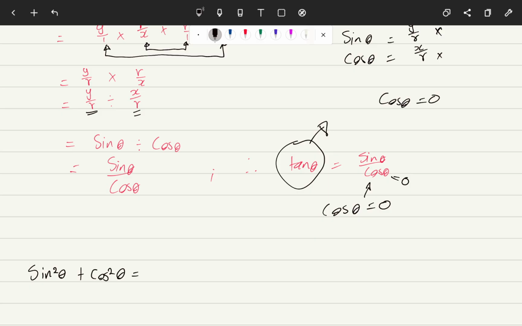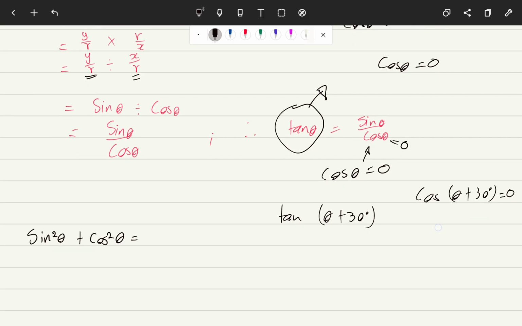Just for extras, if you have tan of theta plus 30 degrees, check where cos of theta plus 30 degrees is equal to 0, then you'll find your asymptotes as well. You have quite an easy way to find your asymptotes if you happen to have forgotten how we actually calculate them. But that's under functions. But yeah, that is so cool.